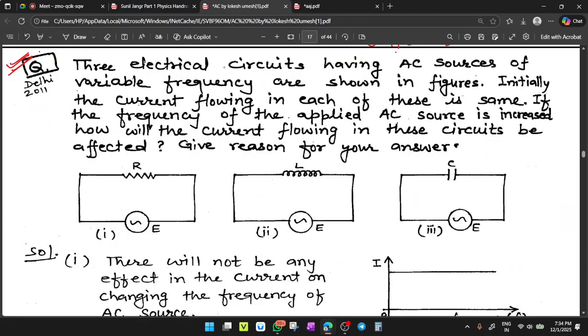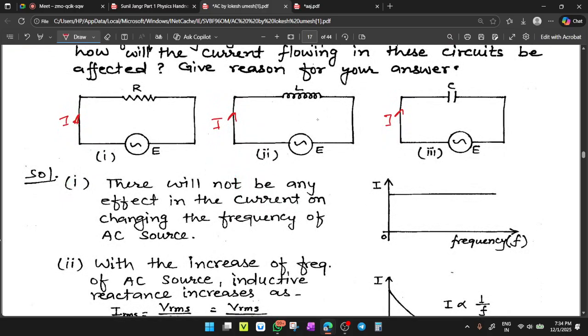See students, three electrical circuits having AC sources of variable frequency are shown in the figures. Initially, the current flowing in each of the three is the same, say I. If the frequency of the applied AC sources increases, how will the current flowing in these circuits be affected? Give reason for your answer. So we have three circuits. First is pure resistive, second is pure inductive, and third is pure capacitive.